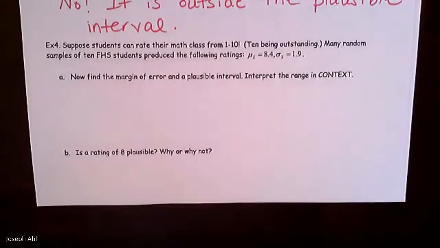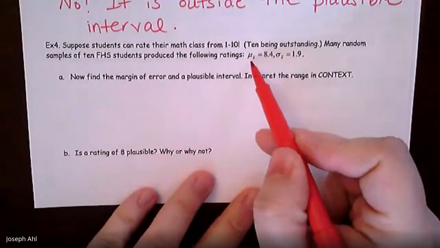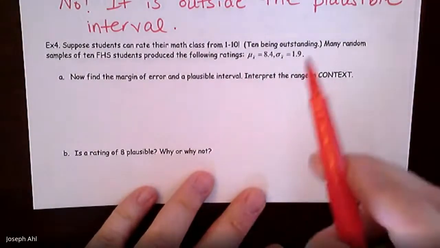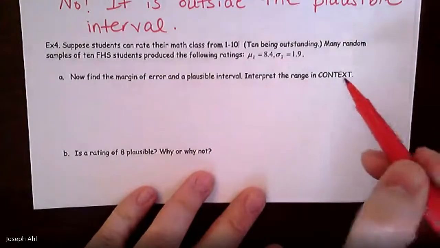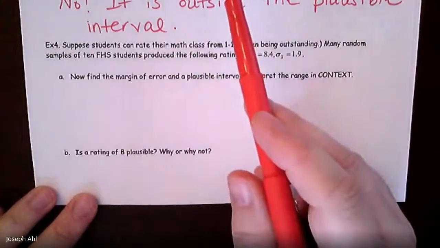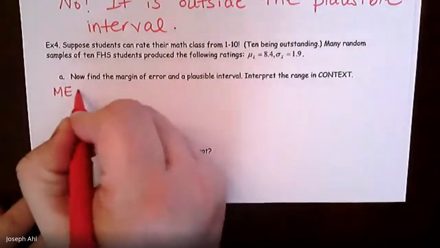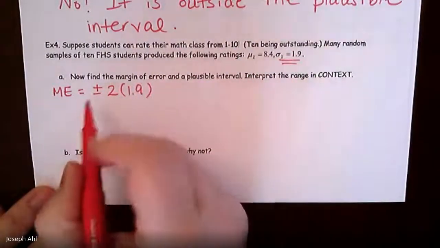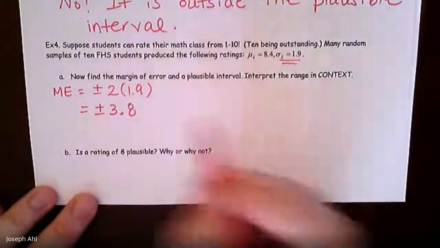All right, example 4, suppose that students can rate their math class from 1 to 10, 10 being outstanding. You better all give me some 10s right there. Many random samples of 10 FHS students produce the following ratings. Okay, so we've got from our samples, the average of those X bars is 8.4 with a standard deviation of 1.9. So it says find the margin of error in a plausible interval, interpret the range in context. We have a little bit more context in this example as compared to the one up above. Let's first calculate that margin of error. So that would be plus or minus 2 times the standard deviation of 1.9, which is going to be plus or minus 3.8.